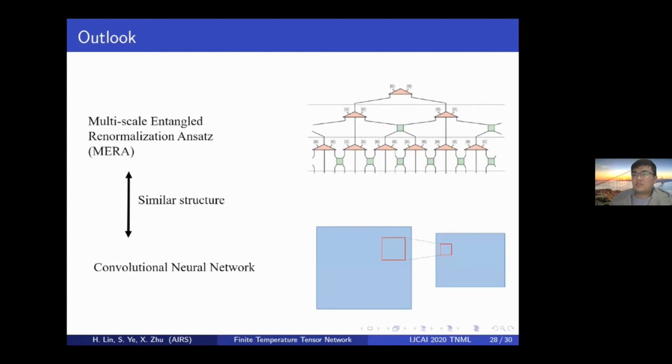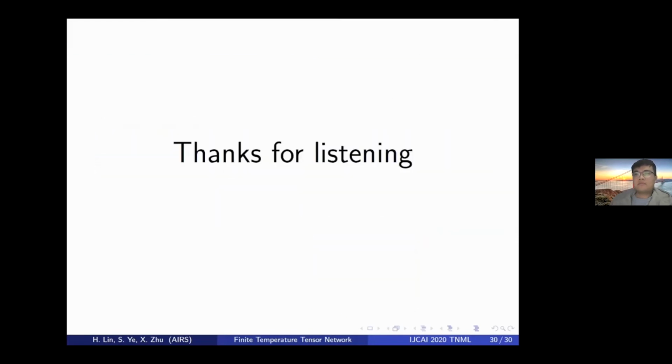From my intuition, the multi-scale entanglement renormalization ansatz is expected to be the best platform, especially for the computer vision field, since its structure is analogous to the convolutional neural network framework. We believe these tensor network frameworks are also suitable platforms to incorporate finite temperature. Thanks for listening.